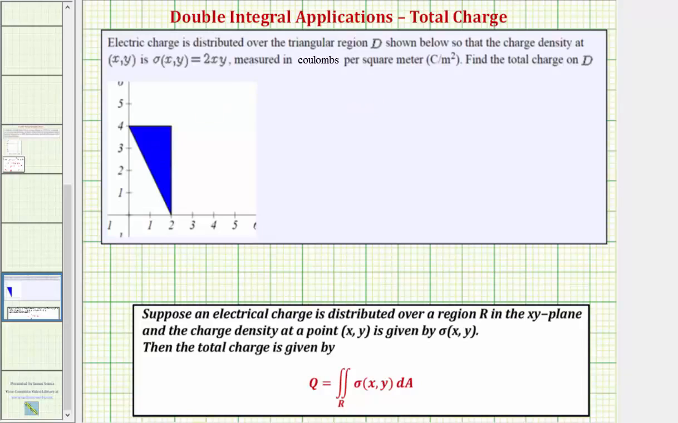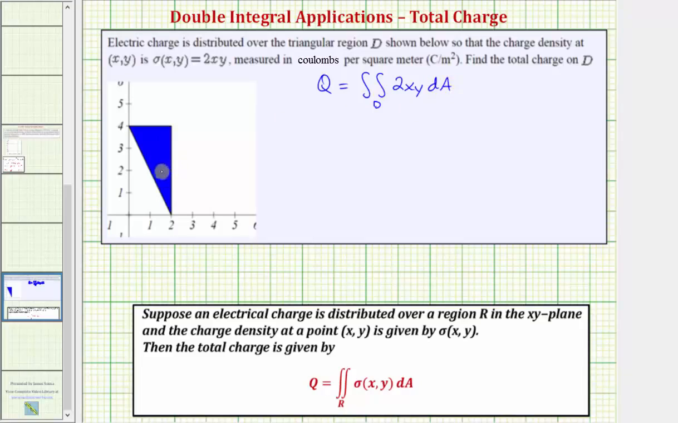If you look at our notes below, suppose an electrical charge is distributed over a region R on the xy plane, and the charge density at the point (x, y) is given by sigma of x, y. Then the total charge over the region R is given by this double integral. So in our case, the total charge Q is equal to the double integral over the region D, this triangular region, of sigma of x, y, which is 2xy, dA.